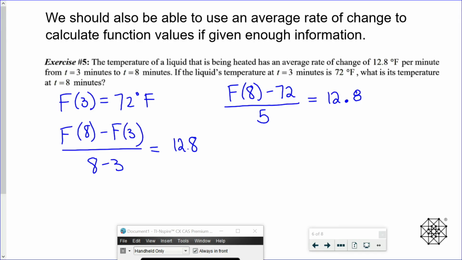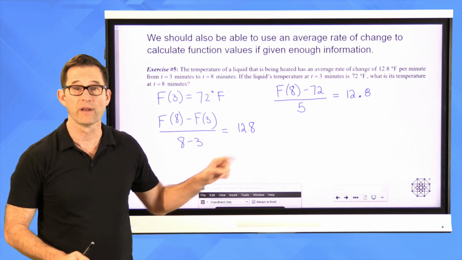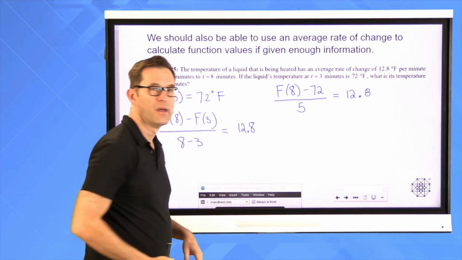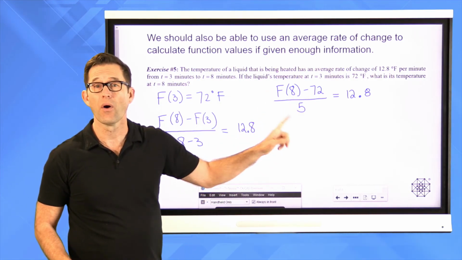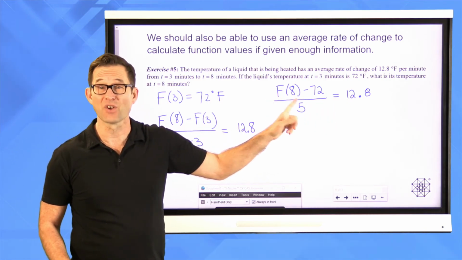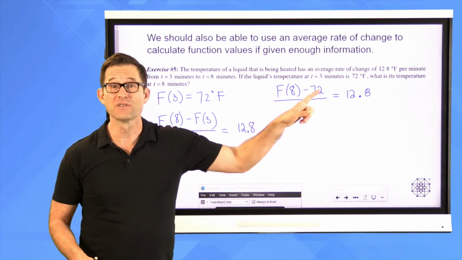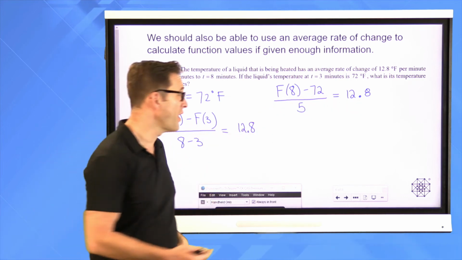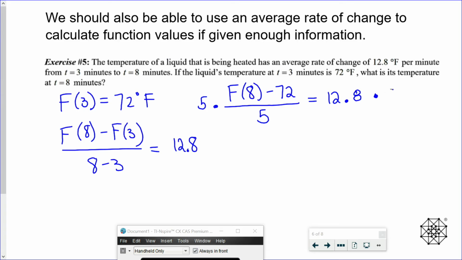So far, all I'm doing is using my average rate of change formula. I just know the average rate of change now is 12.8. That decimal point is never big enough on here. So f of 8 minus 72, all divided by 5 is equal to 12.8. If I want to solve this for f of 8, think about this. This is just solving an equation. I had 72 subtracted from it, and then I divided by 5, and I got 12.8. So I'm going to undo that by multiplying by 5, undoing it by following the order of operations.